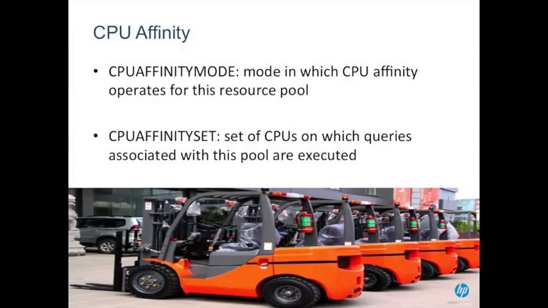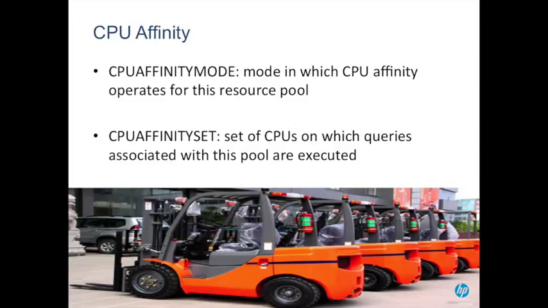The next thing that we're going to talk about is CPU affinity. This is a new feature that is part of Vertica that allows you to configure a user-defined resource pool that would use one or more specific CPUs or a percentage of available CPUs on the system. There are basically two new settings in the resource pool. One is the CPU affinity mode, which determines how CPU affinity operates for this resource pool. And then the CPU affinity sets the CPUs in which the queries associated with this pool are executed.